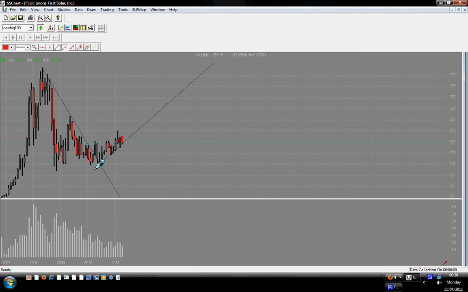Okay, so we can see that there is a kind of demand here. The price is going up. It's a kind of channel here. We can perfectly draw a channel here on this monthly chart. We are not afraid to draw. We can draw a line as we want to.